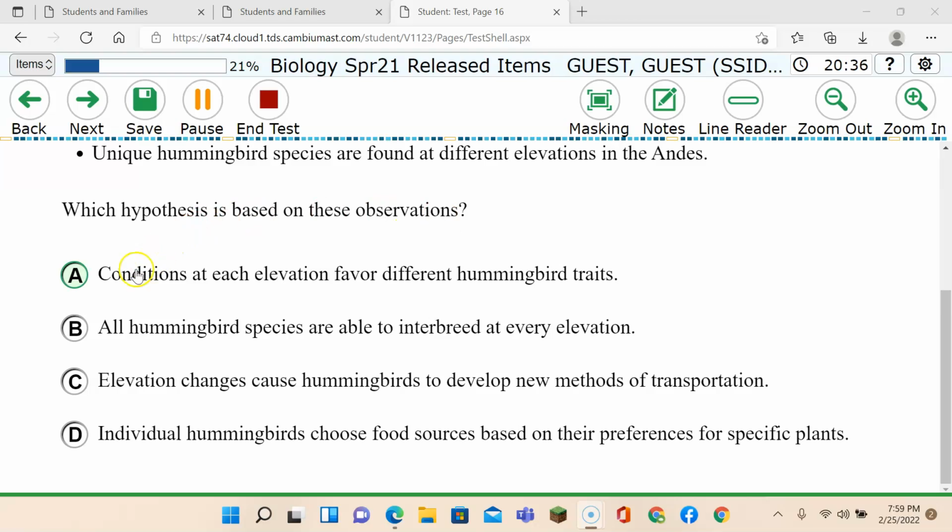The correct answer is A. Conditions at each elevation favor different hummingbird traits. So whatever conditions exist at the different levels, because of evolution, the hummingbirds will, of course, evolve to fit into that environment. So the correct answer is conditions at each elevation favor different hummingbirds.